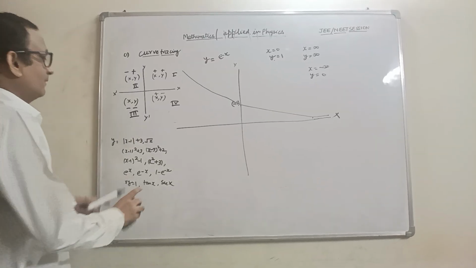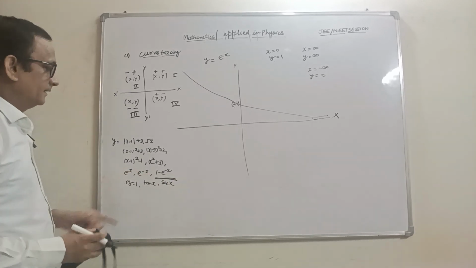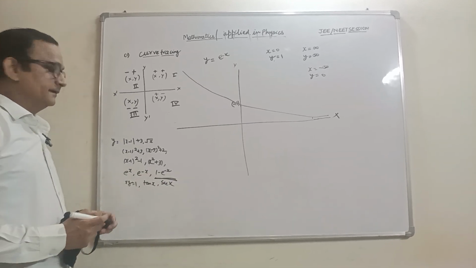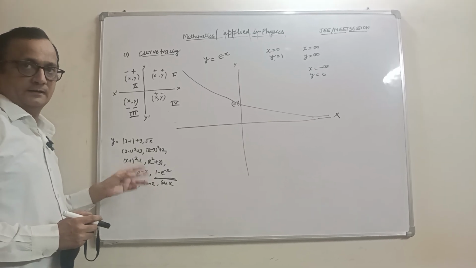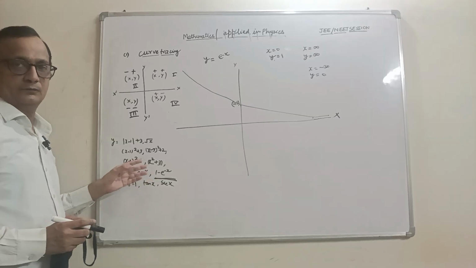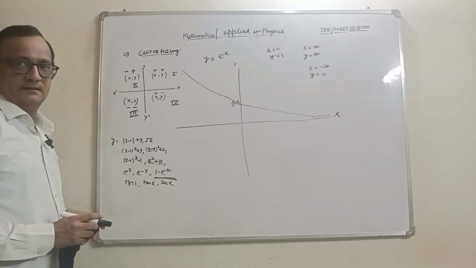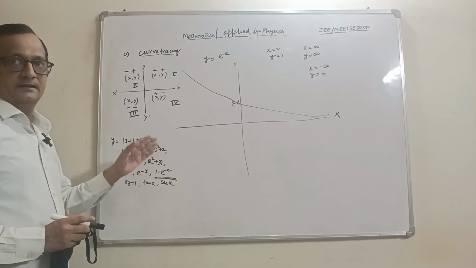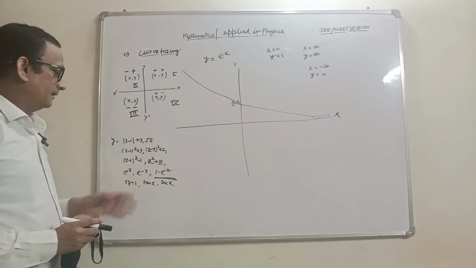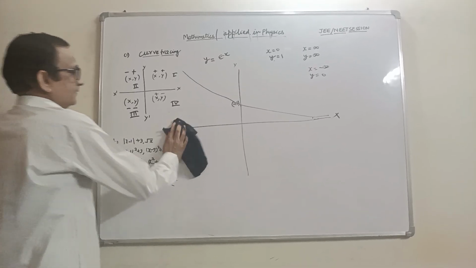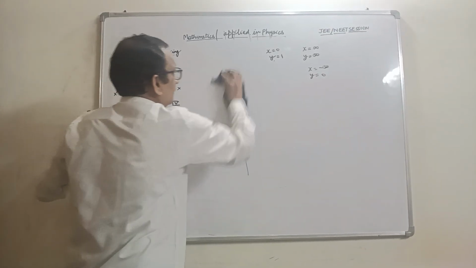1 minus e raised to power minus x, this graph is very important. You see it in the charging of a capacitor. This graph is seen in charging of a capacitor. This is q equal to q maximum times 1 minus e raised to power minus t by RC, where RC is the time constant. So this graph is important, we have used it in capacitors. So we draw it here.